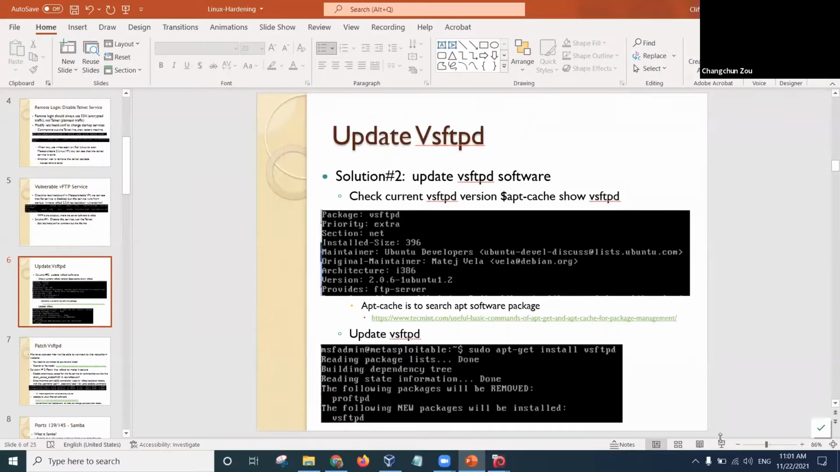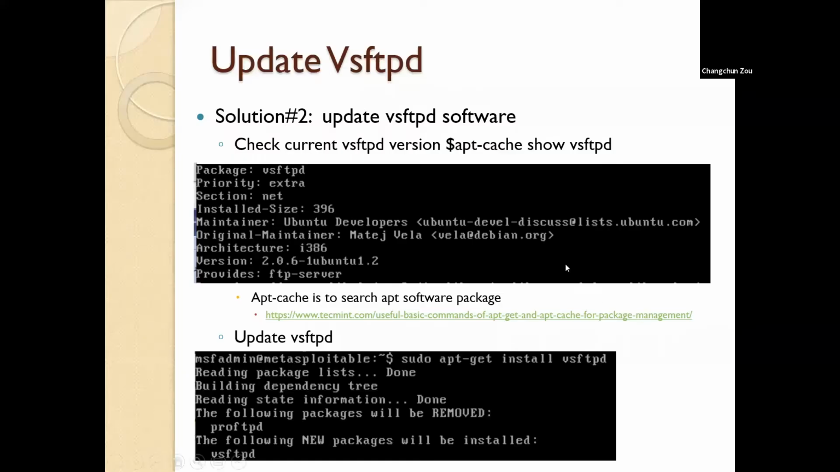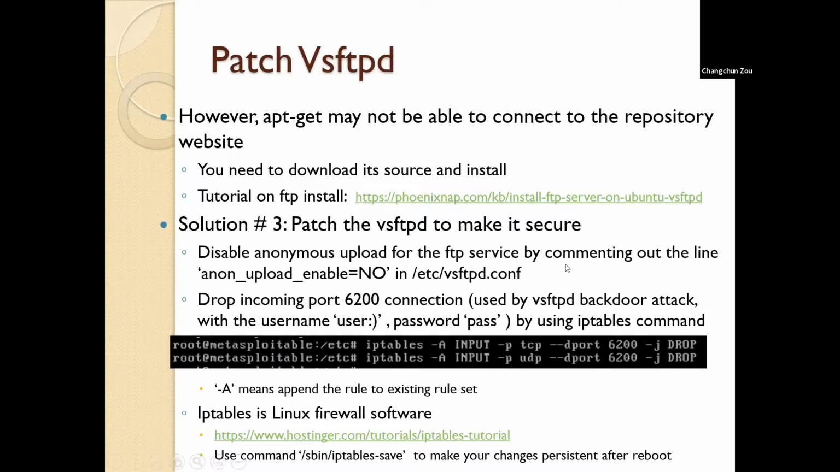Another way, particularly for the Metasploitable Linux, is that you can disable the backdoor. This Vsftpd vulnerability exists because if you connect to the Vsftpd service, a remote attacker can create a backdoor without any problem. The backdoor is on this port, 6200.